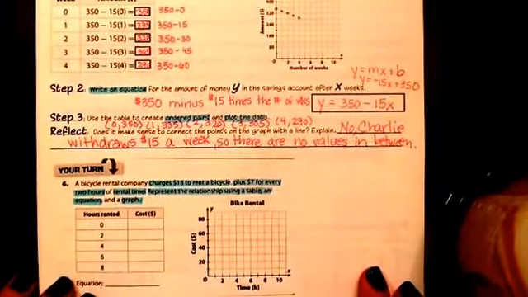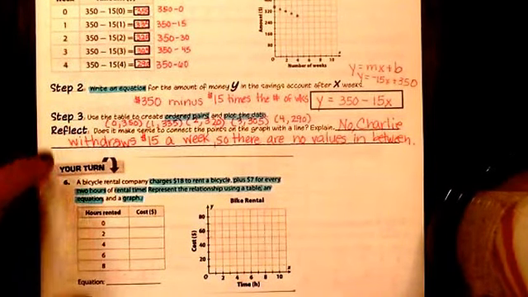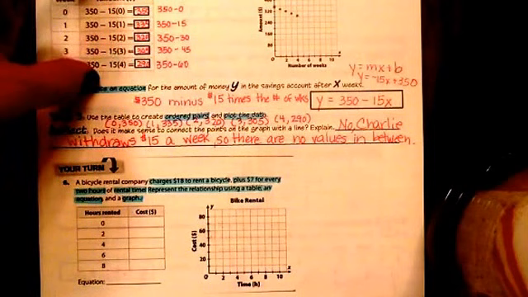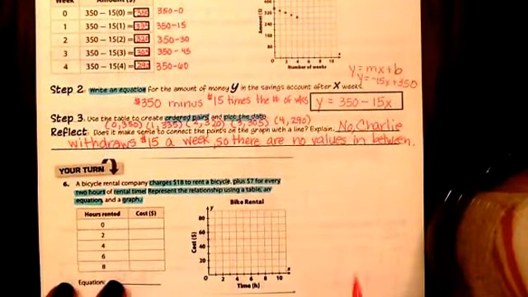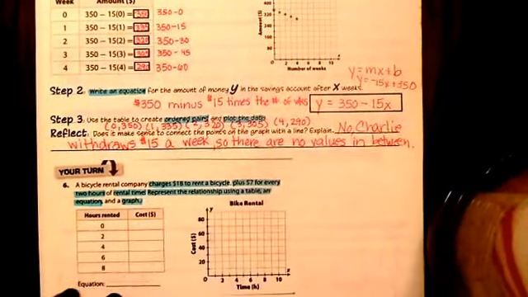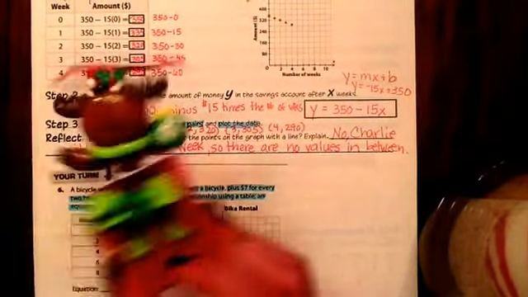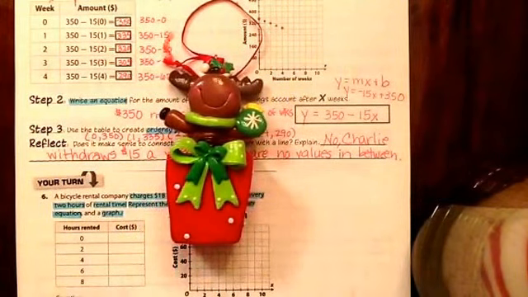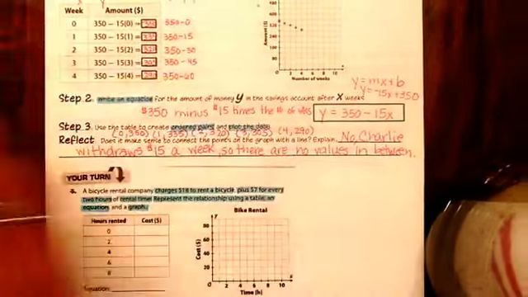Okay, in the your turn, you're going to be reading this problem, and you're going to go through all of the steps. You're going to make a table. Okay, they want you to also write an equation, okay, just like we did here. And they also want you to put it in the graph. So I want you to pause your video and try what you learned on your own. Pause your video. Okay, let's see how you did here.